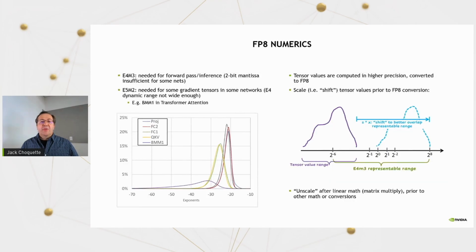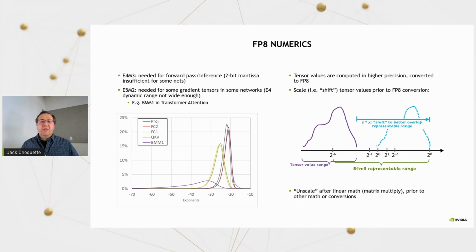The graph on the left shows the numerical distributions for a variety of network layers in a single language model. You can see that the distribution can vary significantly. Some have wider exponent range and are best mapped to the E5M2 FP8 format. Others have a narrow exponent range and require more precision to differentiate between values. These are best mapped to E4M3 FP8 format.